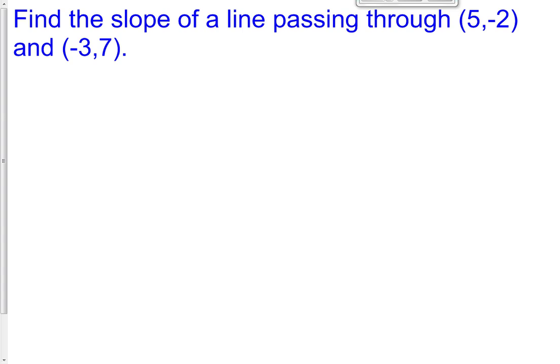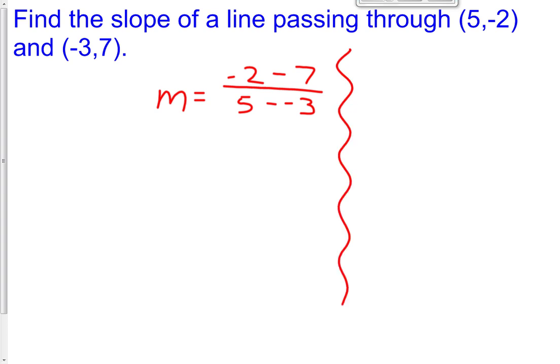Why don't you guys pause the video, please, and try this one on your own. After you tried it, you should have done this. The slope is y2 minus y1 over x2 minus x1. Notice how it's the same difference. Some of you might have done y2 of 7 minus y1. You might have done this one minus this one divided by x2 minus x1. You might have done a negative 3, subtract 5. They're both going to give you the same result.